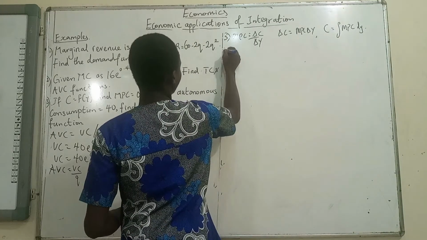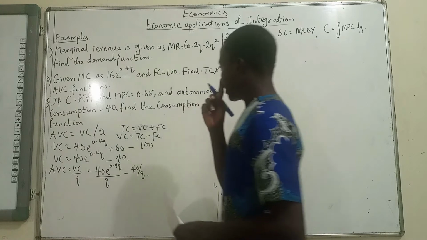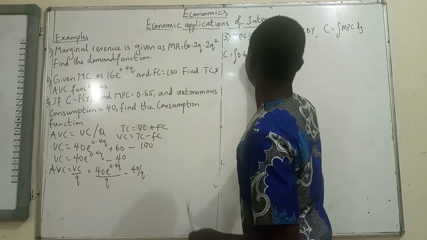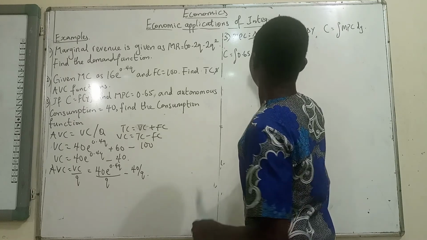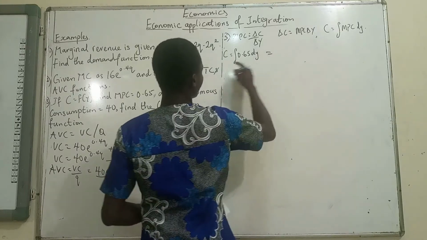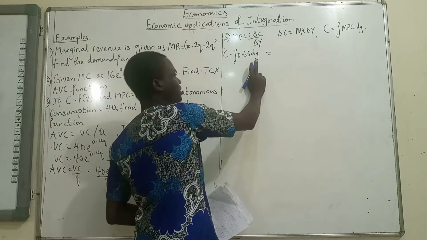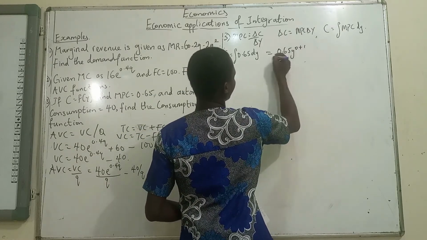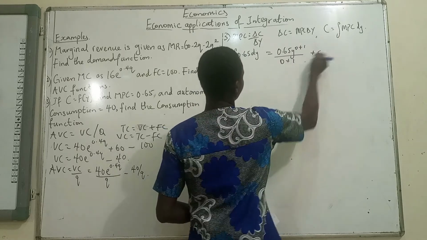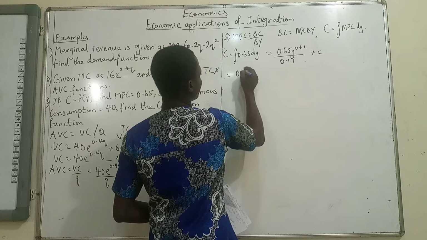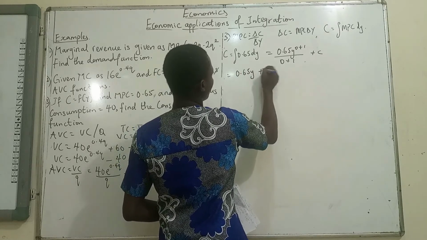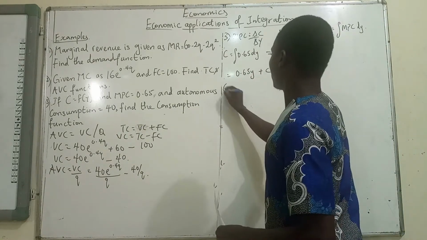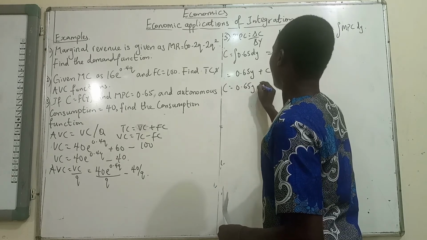Alright, so C now is going to be the integral. We have MPC to be 0.65 dy, right? So C is now going to be equal to 0.65, and because we are integrating with respect to y, that will be 0.65 y^(0+1) divided by 0+1, then plus c, which is equal to 0.65y. Alright, then plus c. We're given additional information. Okay, so this is the consumption function. So the consumption function C equals 0.65y plus c.